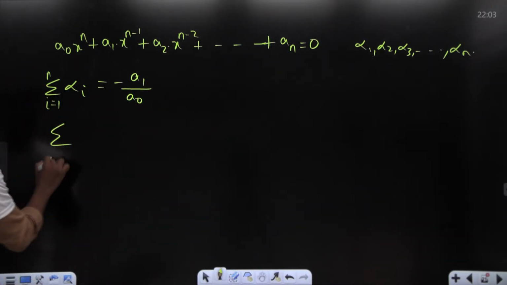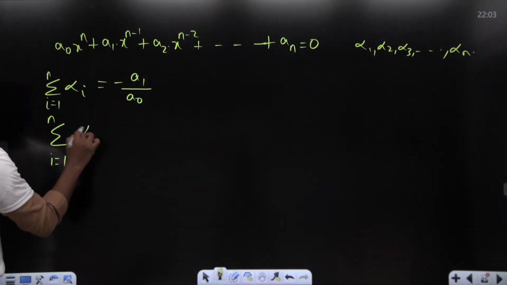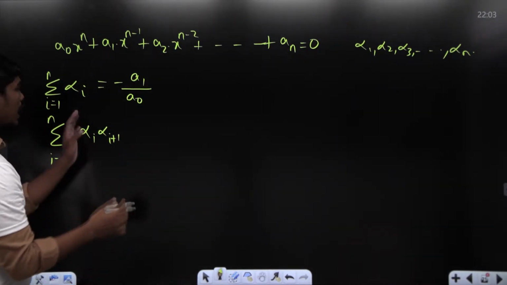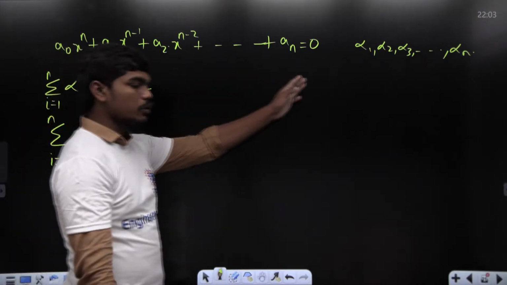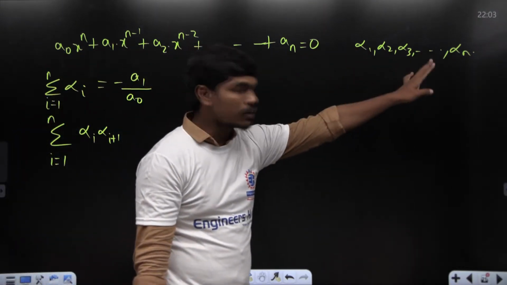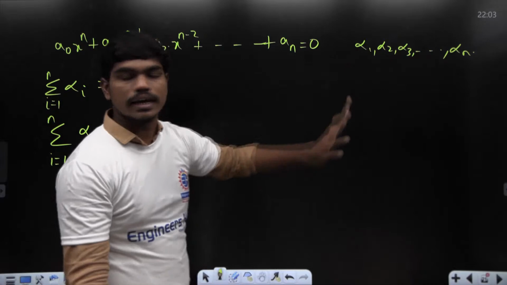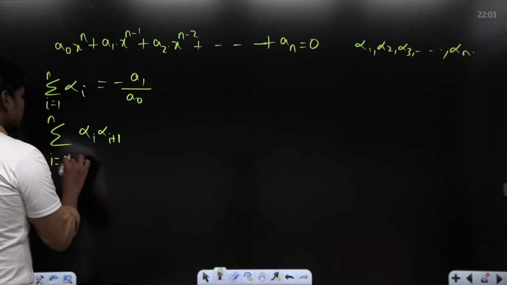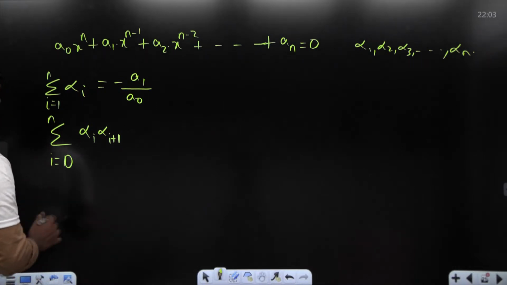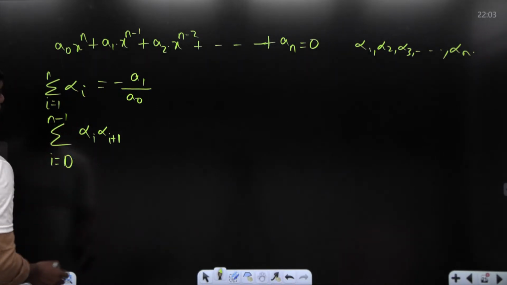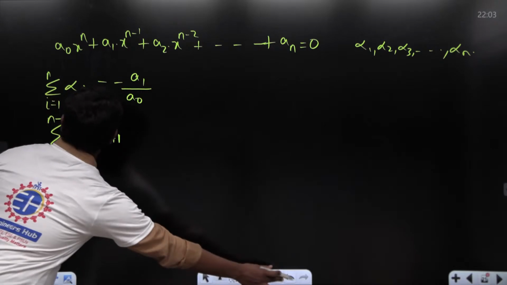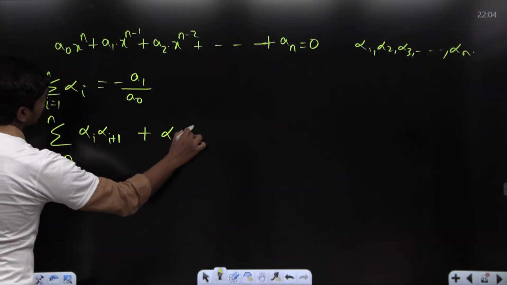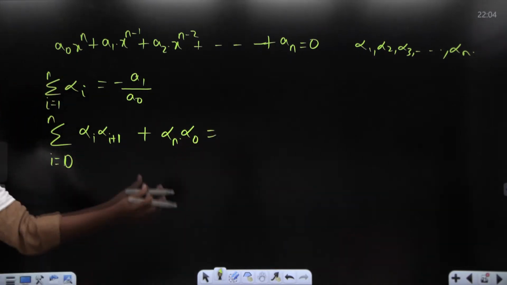Similarly, if you have i equal to 1 to n, alpha i into alpha i plus 1, meaning alpha 1 alpha 2 plus alpha 2 alpha 3 plus alpha 3 into alpha 4 and so on like this. If you keep on doing like this, or else you can write maybe 0 to n, or maybe n minus 1. Okay, let me write n here. So finally, you will also have alpha n into alpha naught. Basically taking 2 roots at a time.